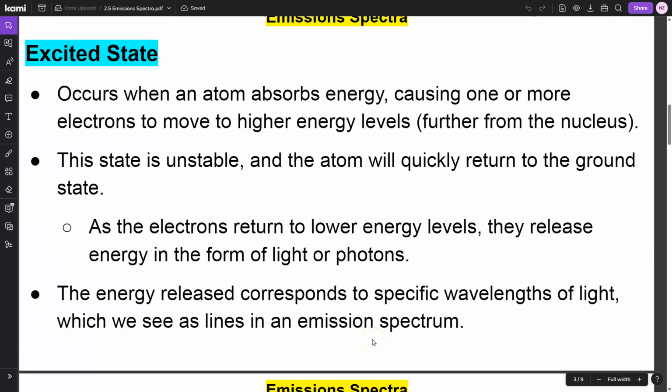Now, the excited state occurs when an atom absorbs energy, causing one or more of the electrons to move to a higher energy level, which would be further from the nucleus. This state is unstable, and the atom will quickly return to the ground state. As the electrons return to lower energy levels, they release energy in the form of light, which we refer to as photons. The energy release corresponds to specific wavelengths of light, which we see as lines in an emission spectrum.